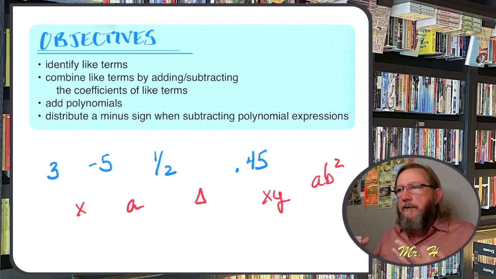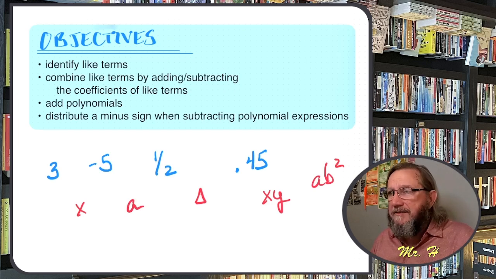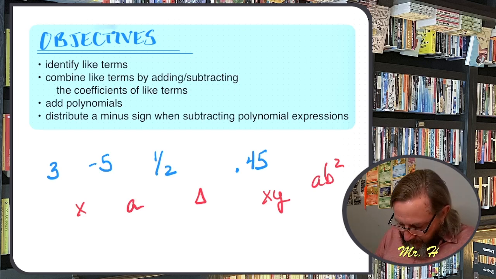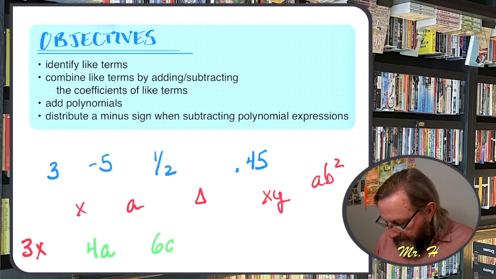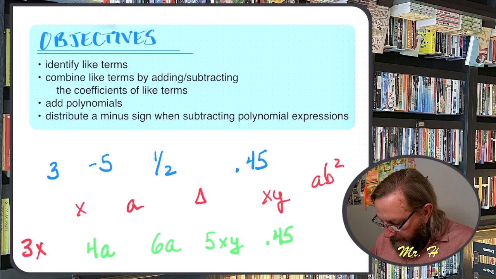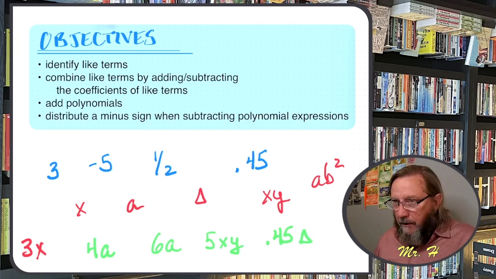The third category, and this one's probably the most common in Algebra 1 and mathematics in general for that matter, is a combination of numbers and variables. What does that look like? Well, you might have 3x, or you could have 4a, you could have 6a, you could have 5xy, you could have 0.45 delta. All of those things are possible for terms.